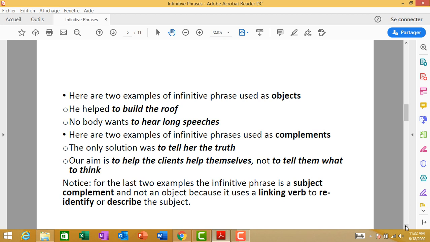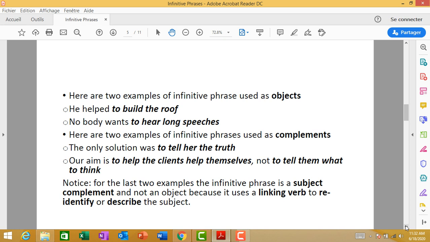To tell her the truth was the only solution. The only solution was to tell her the truth, which is different from he helped to build the roof. He helped, he was the subject, but to build the roof is not defining he. It's just the object. He helped do what? Build the roof. And the second one, the solution was to tell her the truth. The solution to tell her the truth was the solution.